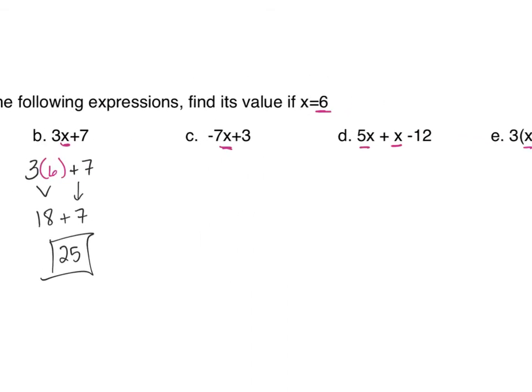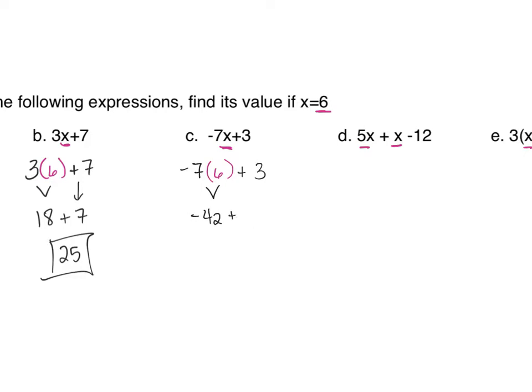Negative 7x plus 3. Watch out for that negative. So negative 7, parentheses 6, I forgot to say the x earlier, negative 7x plus 3. Again, multiplication first. A negative times a positive is a negative, so that's going to be negative 42.